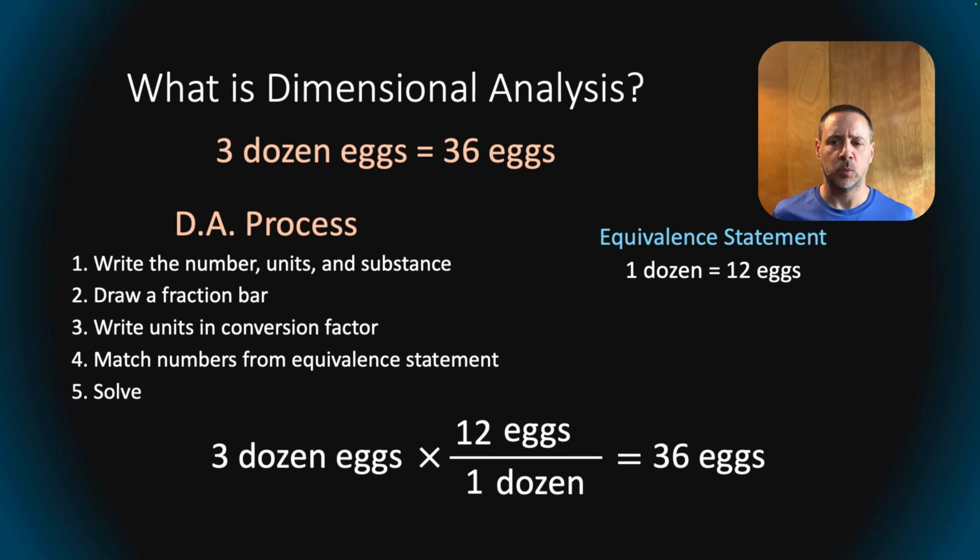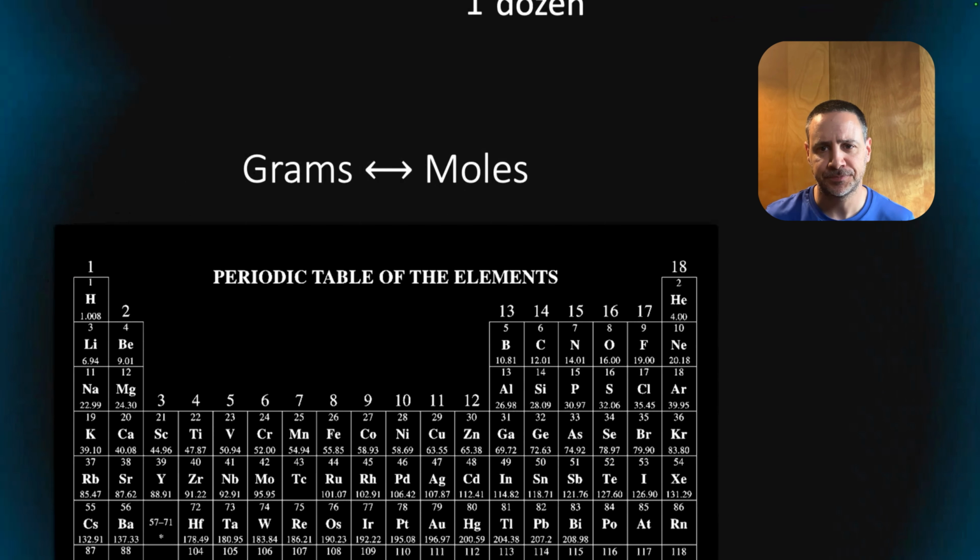I know what you're thinking. Why do I need that whole process when I already knew there were 36 eggs in 3 dozen? Because as long as you know the equivalent statement, you can convert between anything using this process, even if you have no idea what the units are measuring. Let's start with the actual chemistry, and I think you'll understand why this is useful.